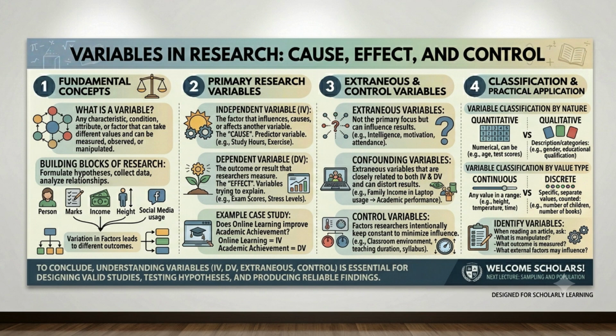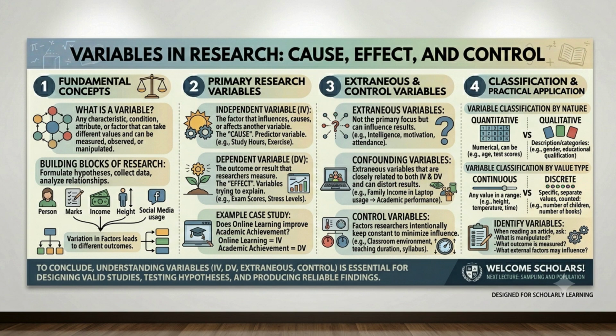Without variables, researchers cannot formulate hypotheses, collect meaningful data, or analyze relationships. Understanding variables helps researchers design effective studies and interpret findings accurately. One of the most important types of variables is the independent variable. The independent variable is the factor that influences, causes, or affects another variable. It is sometimes called the predictor variable because it is expected to produce changes in another factor.